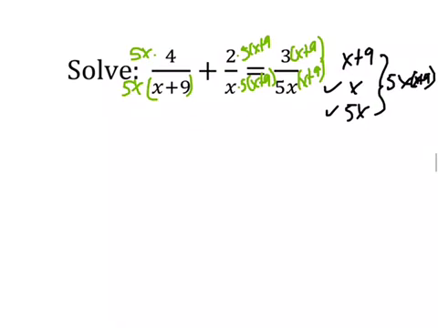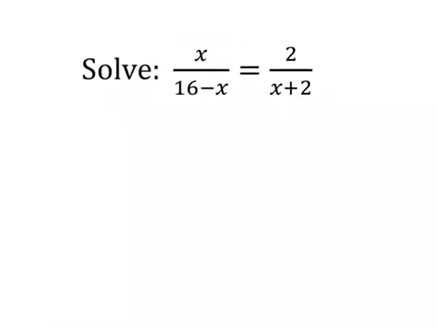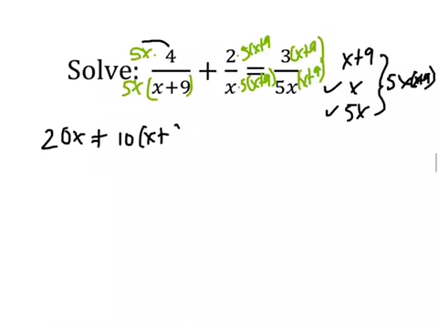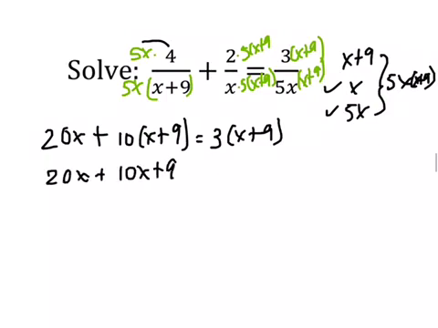All right, so let's write our problem. Remember, the denominator, I'm done with that. So I can just write the numerator and go about my way. So 5x times 4, that gets me a 20x. Then I have 2 times 5 in the next one, so that would be 10 times x plus 9. Equals, and I have 3 times x plus 9. All right, so I have 20x plus 10x plus 90 equals 3x plus 27.